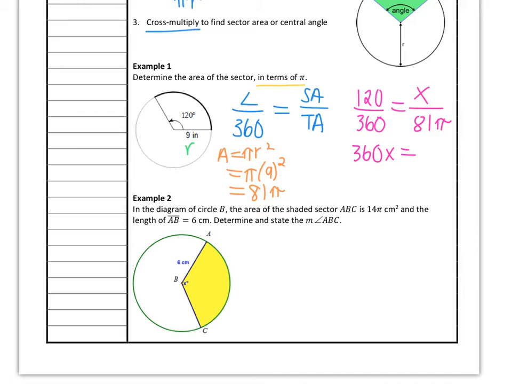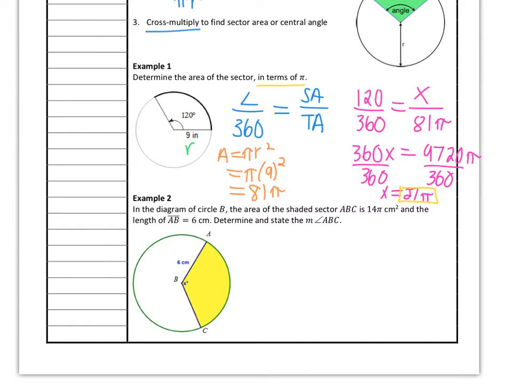On the other side, I'm going to do 120 times 81. And I get 9,720 pi, because remember you have to bring that along. My goal here is to solve for x, so I'm going to divide both sides by 360. And again, notice that I'm only putting the 9,720 over 360. I didn't put it with the pi, because I want to leave that pi alone. And when I divide, I'm going to end up getting x equals 27, and then I have to put the pi along. So my final answer here is 27 pi.